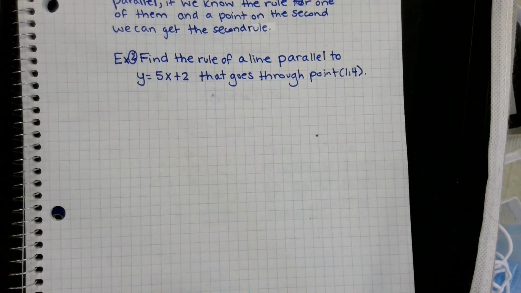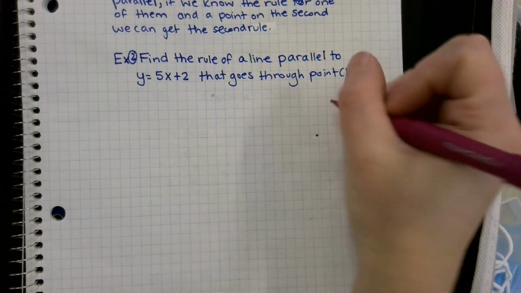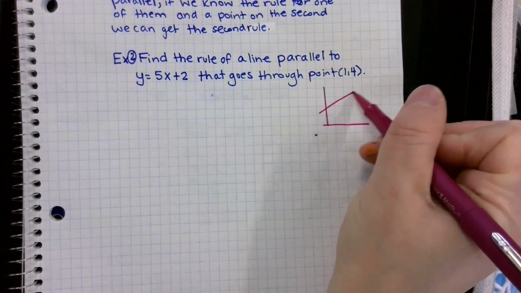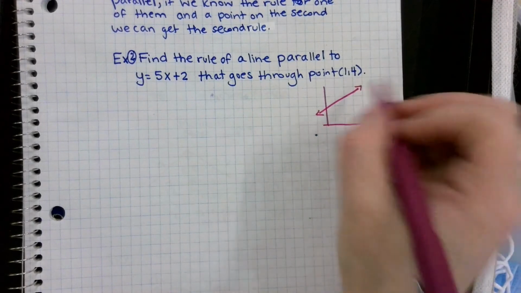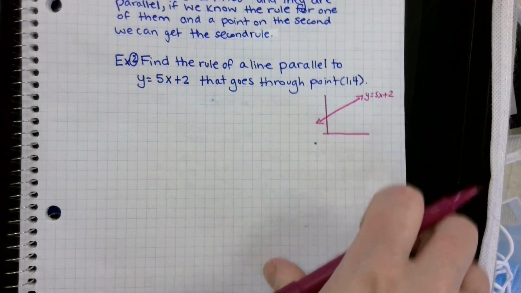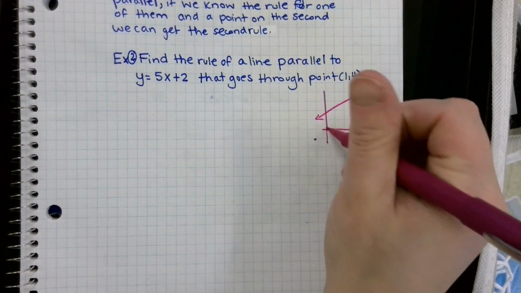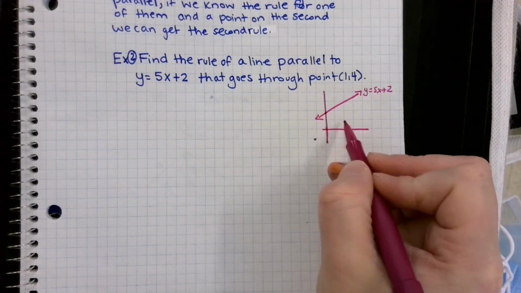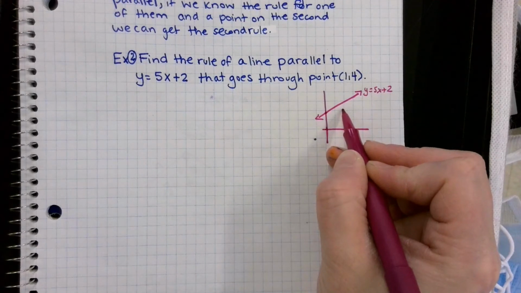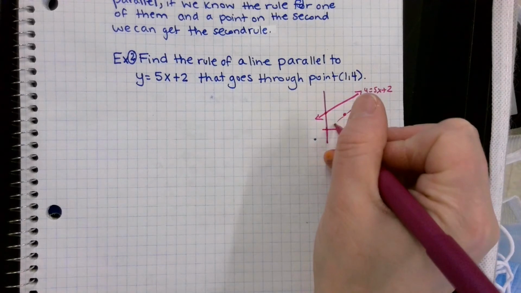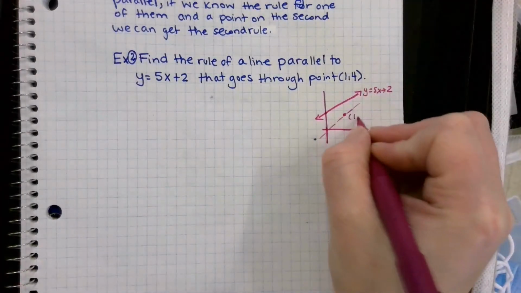You don't need to write this. I'm just showing you a visual because they don't always have a visual for these things. For instance, if this is the first line, they're looking for a second line that roughly goes through, let's say, 2. They're looking for a second line that goes through point 1 and 4.